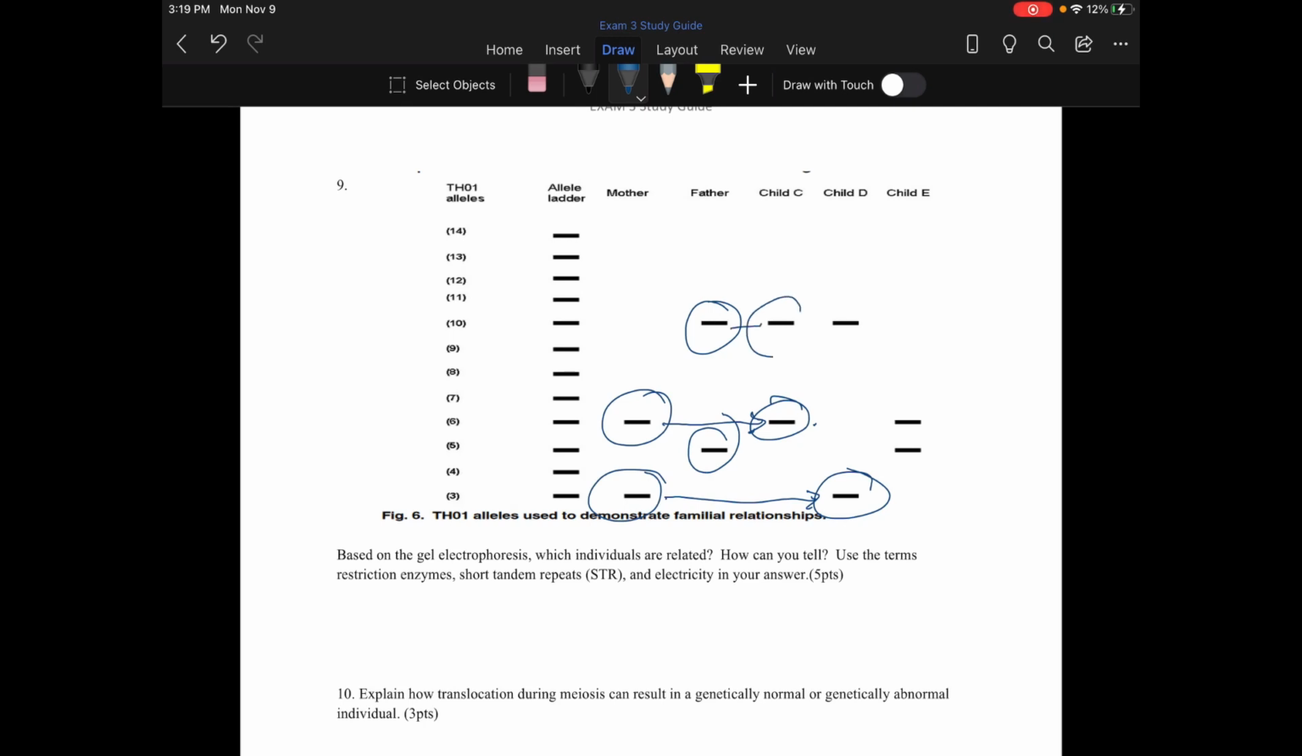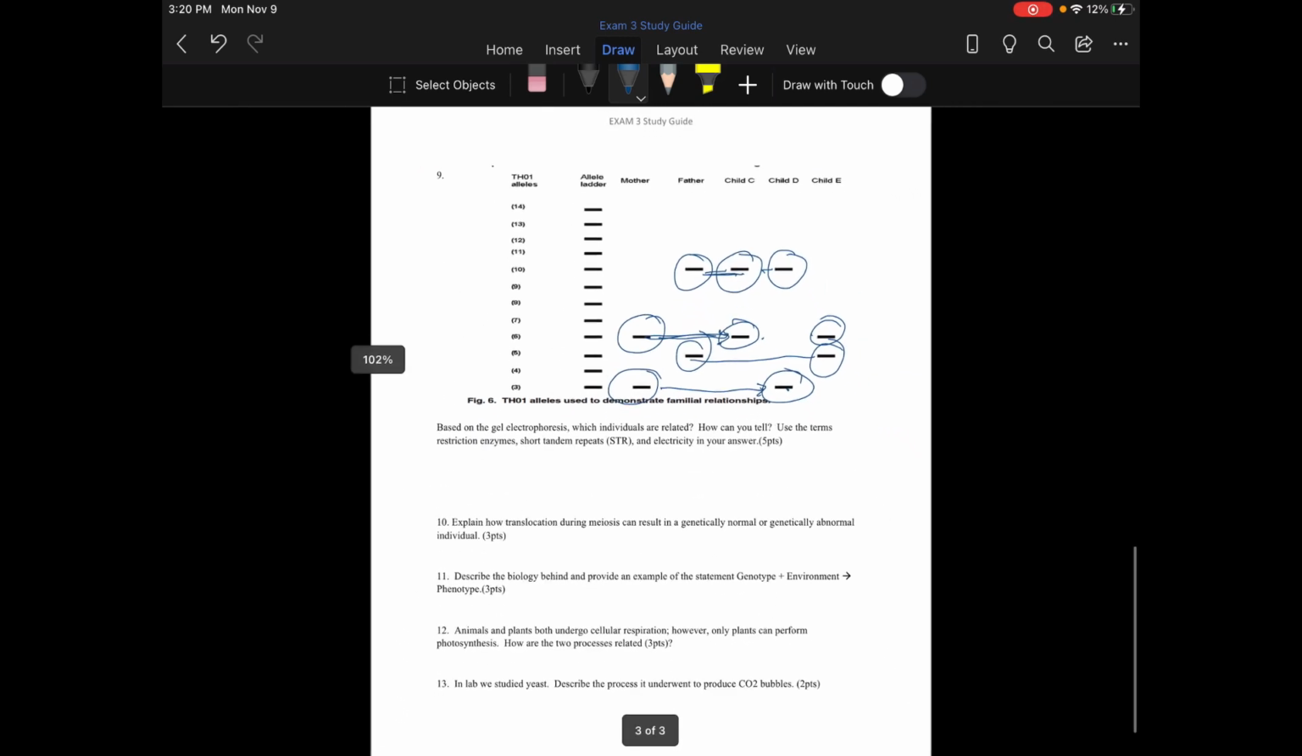Well, child C has this one from dad and has this one. Child D has that one from dad. So child G has information from dad and information from mom. Child C has information from dad and information from mom. And child E has information from mom and information from dad. So all of these individuals are related in a family.